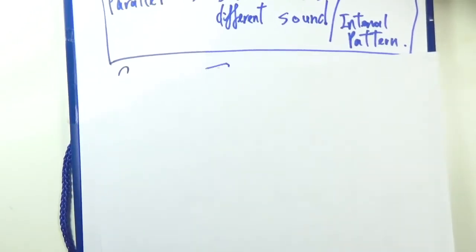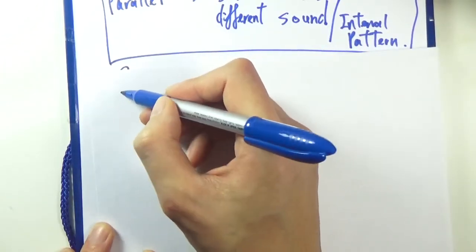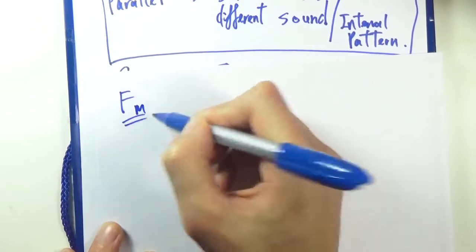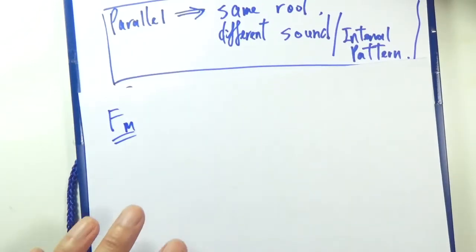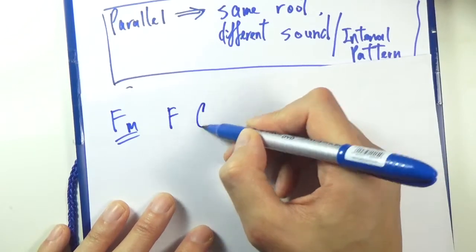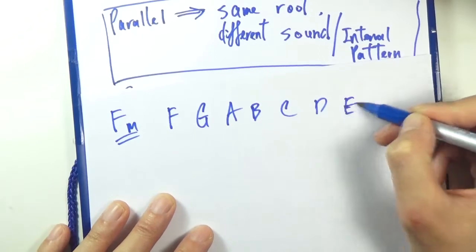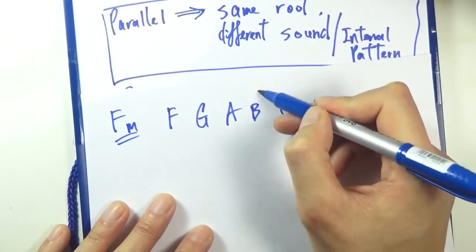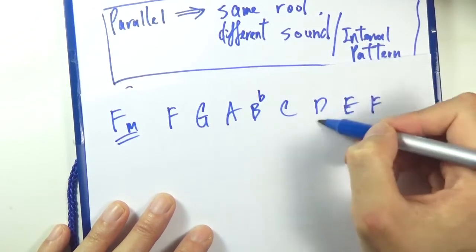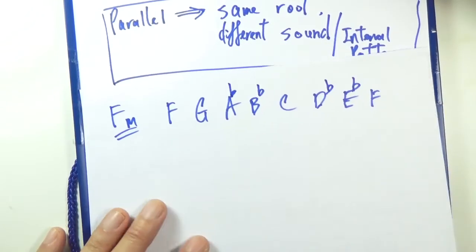Let's work out a flat key, F minor. Well, let's work out an F minor first. Let's do the reverse, okay? So F minor. So F, G, A, B, C, D, E, F. So I'll have B, C, D, E, F, G, A, B, C, D. I will have these 4 flats.